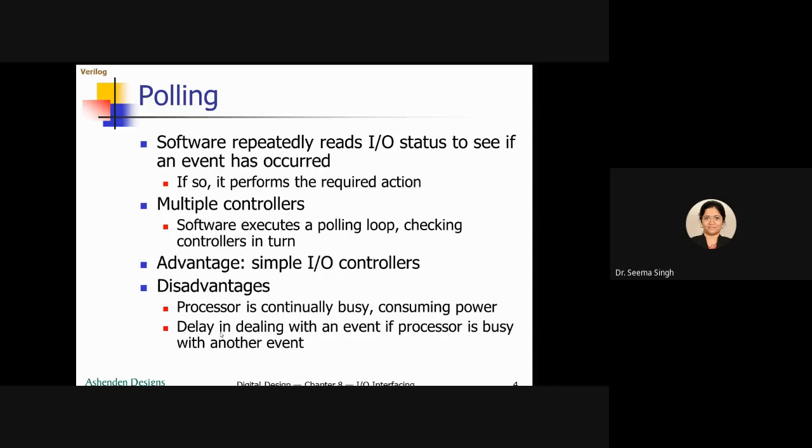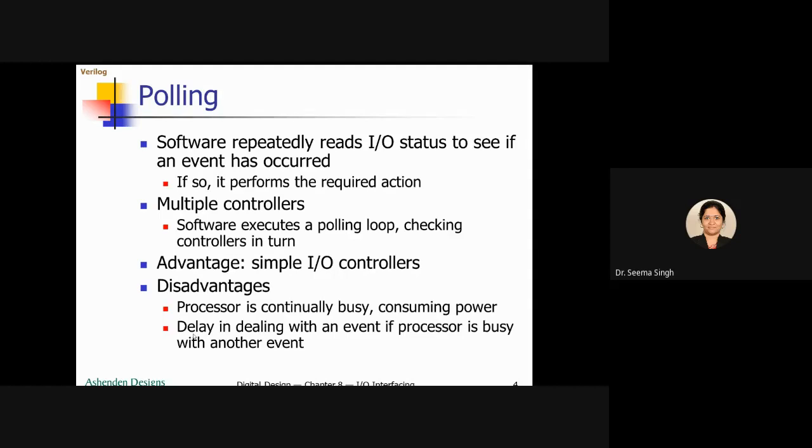So what you had made at that time was made to check regularly one after the other, just going around and checking and coming back, again going around, checking, coming back. This is polling. So software repeatedly reads IO status to see if an event has occurred, and if an event has occurred, it is supposed to perform the required action.